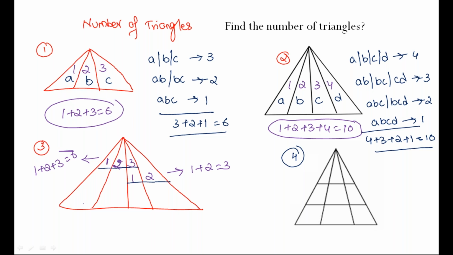And here 1, 2, 3, 4. Because of this, 1 plus 2 plus 3 plus 4, 10. Now if you calculate the total number of triangles, 10 plus 3 plus 6, 19. 19 is the total number of triangles in this diagram. So hope you understand that, friends.